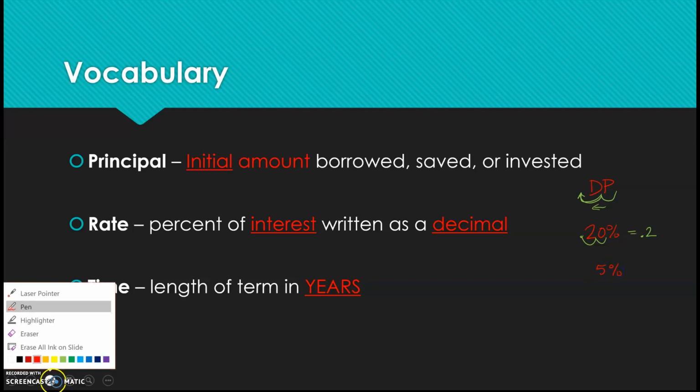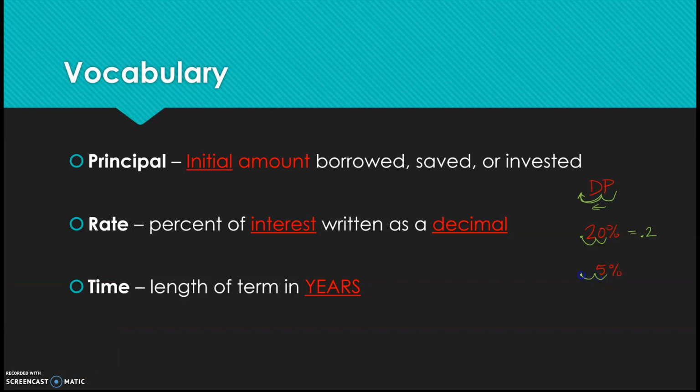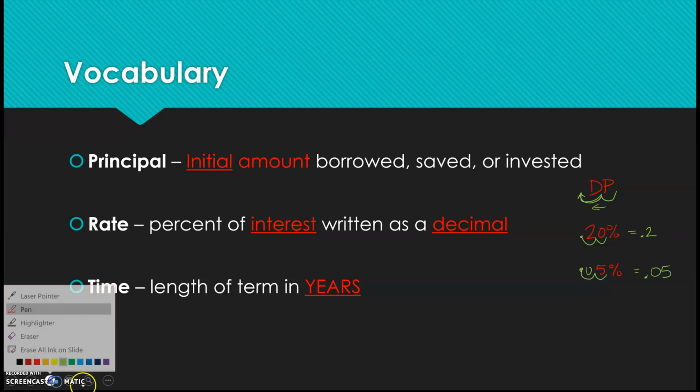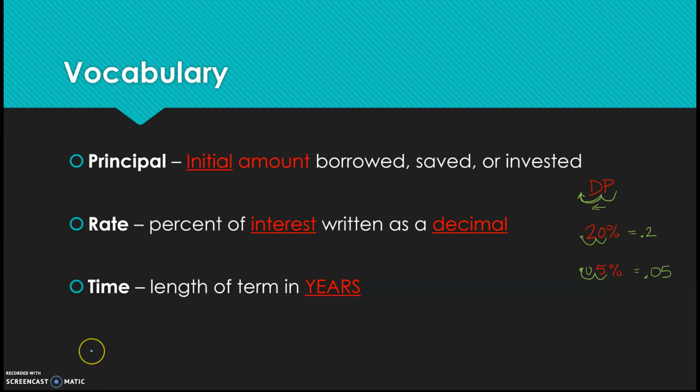Okay, it's not going to be 0.5 because that's 50%. So I would go 2 places and I'd have to fill in a 0. So it would be 0.05. So when we are doing interest calculations, the percent, the rate, always needs to be changed into decimal form. And then time always has to be in years. So it would be 2 if they say 2 years.